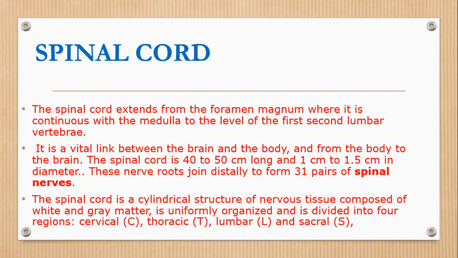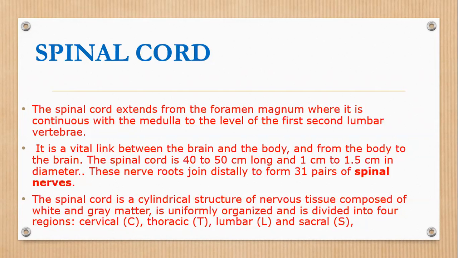These nerve roots join distally to form 31 pairs of spinal nerves. The spinal cord is a cylindrical structure of nervous tissue composed of white and gray matter, is uniformly organized, and is divided into four regions: cervical, thoracic, lumbar and the sacral regions.